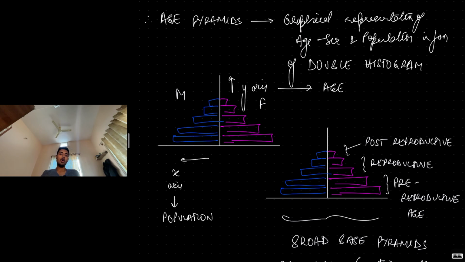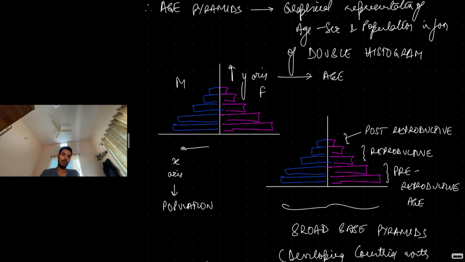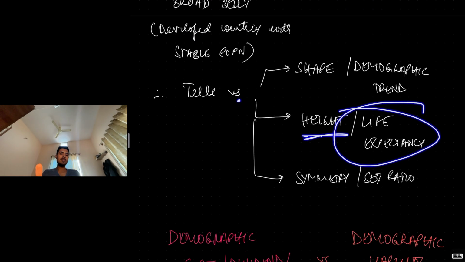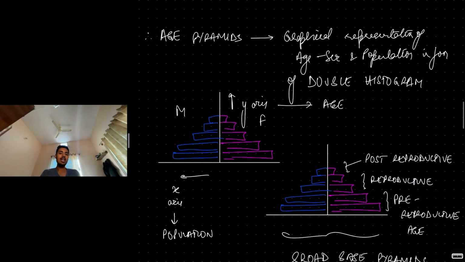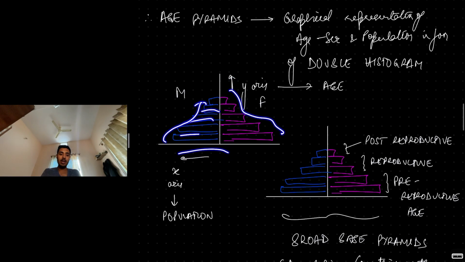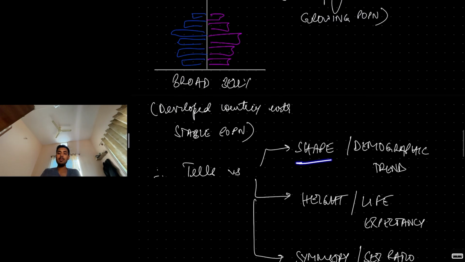So we get to know three things from an age pyramid. The y-axis represents the age. So because the y-axis represents the age, the height tells you the life expectancy of a country. The width tells you the population. So through the populations, we can get to know the shape of the age pyramid. The shape of the age pyramid tells you the demographic trend, the stage of the demographic cycle, which I'll come to just now.